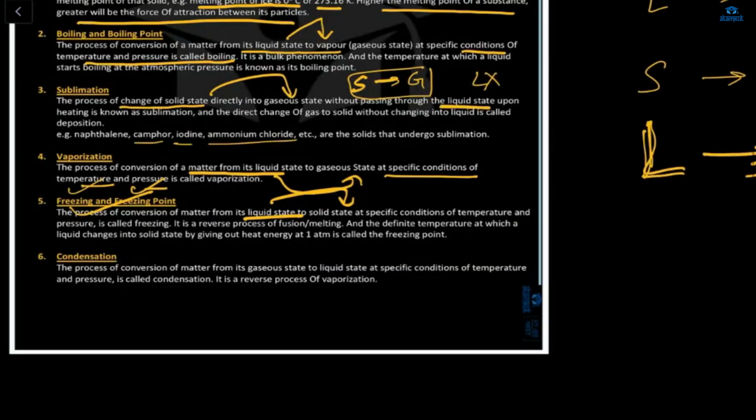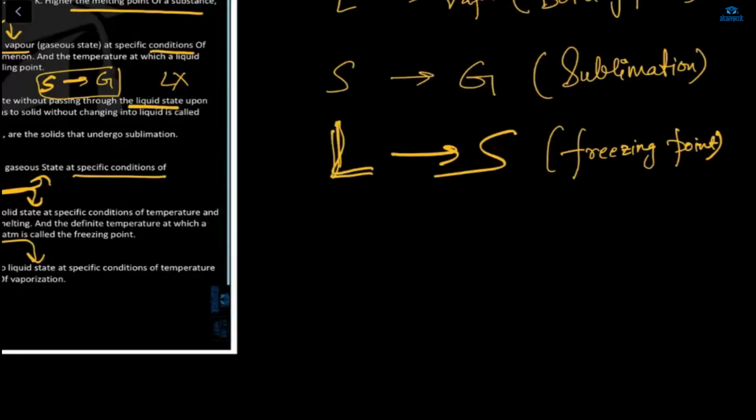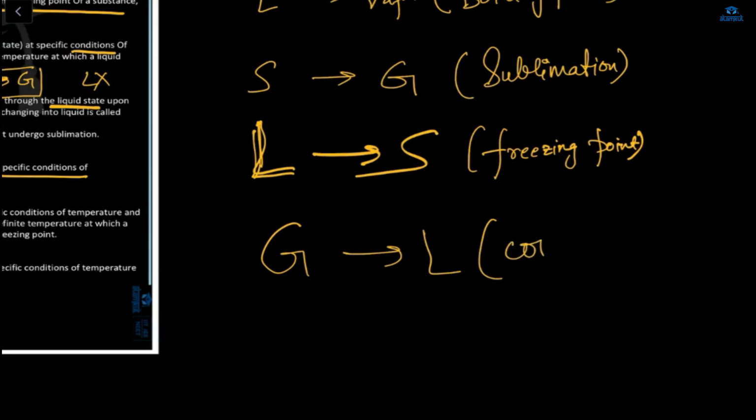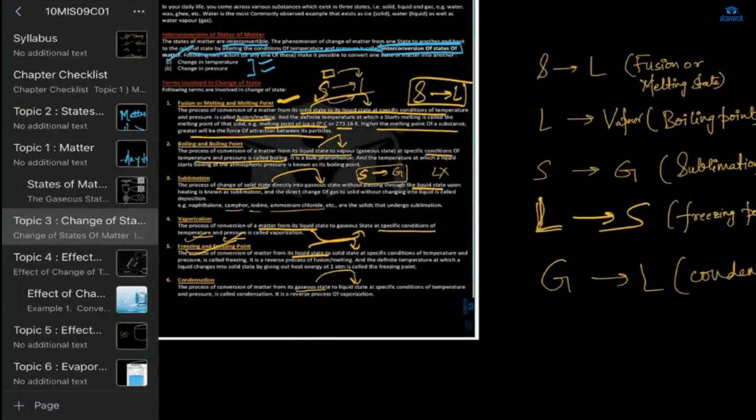What is condensation? The process of conversion of matter from its gaseous state to liquid state. Condensation means, when the gaseous state becomes liquid state, that process is known as the condensation process. So in chemistry, we have lots of processes. What is your next process?